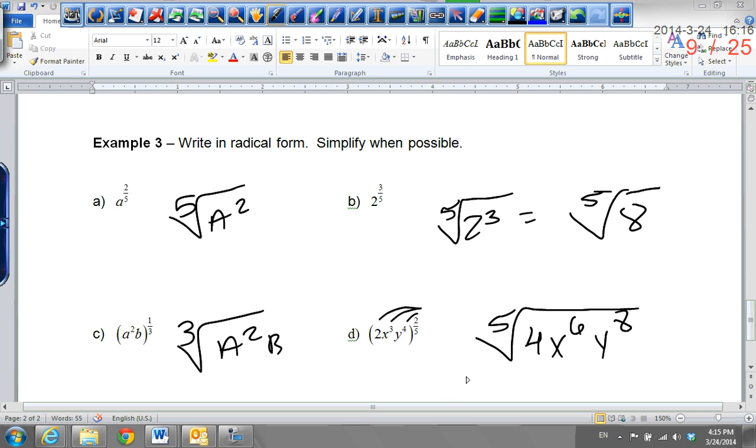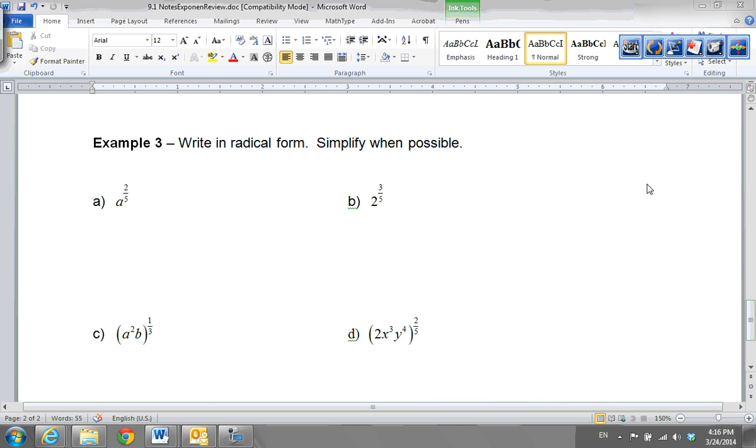And if you want to take some stuff out, you can. You can't take a number out, but you can take an x, you can take a y out. So then I'm left with the fifth root of 4xy cubed. Up to you whether you want to take that out or not. Just to simplify when possible, so might as well.